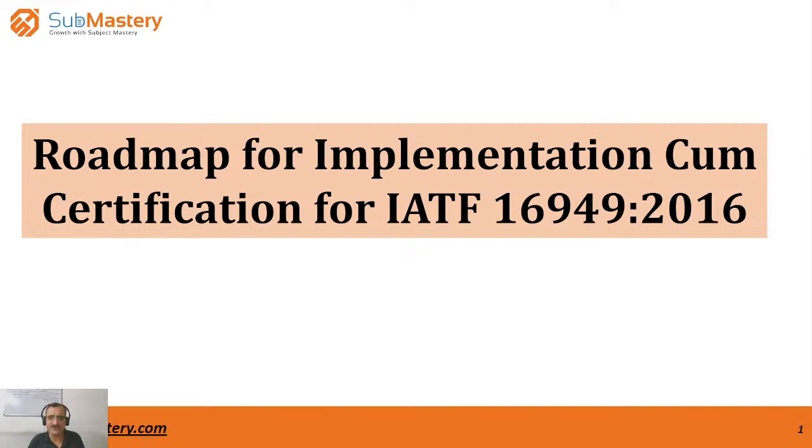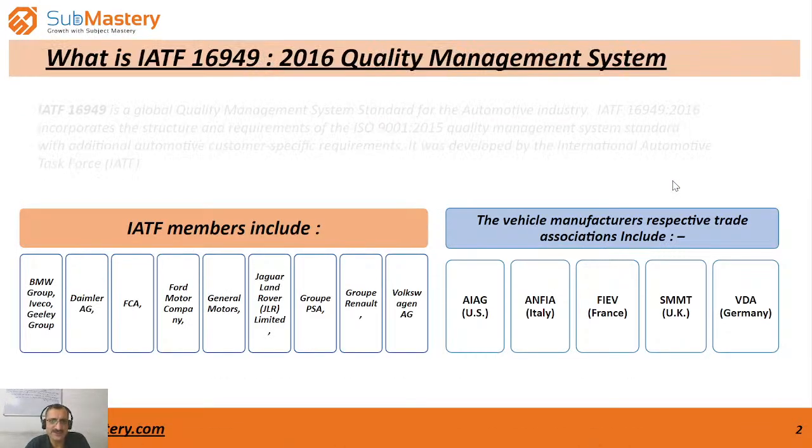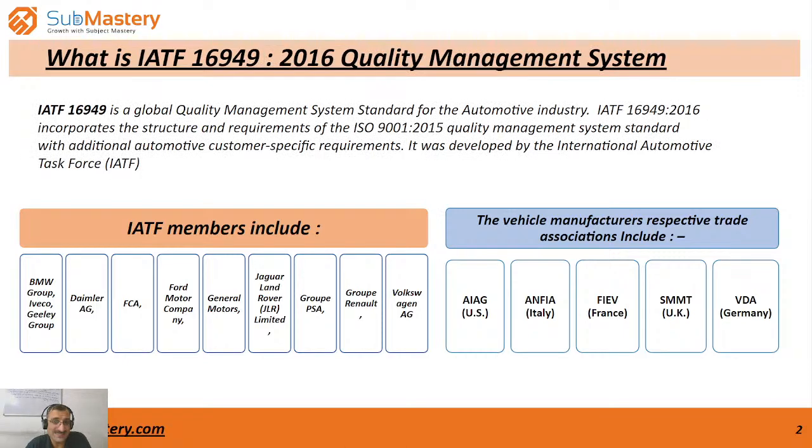So, the roadmap for the implementation of IATF 16949. You must be aware that IATF 16949 is a global automotive quality management system standard. It focuses on the automotive industry because there are so many industries, and this particular standard is very much focused on the development and growth of the automotive industry, and for that reason it is dedicated to the automotive supply chain. When you say automotive industry, it does not mean only automotive, it also includes the automotive supply chain. What do I mean by that?